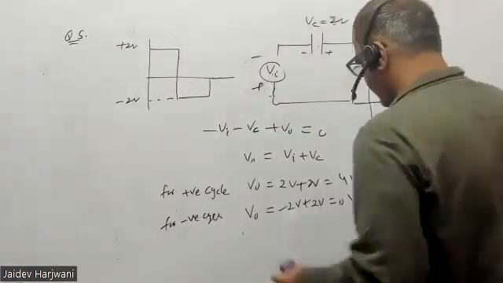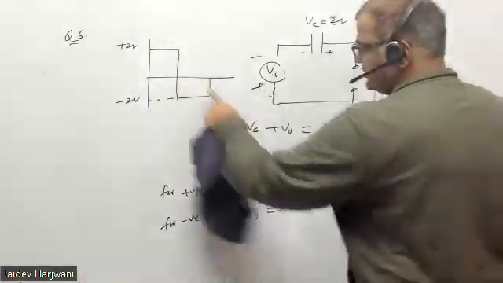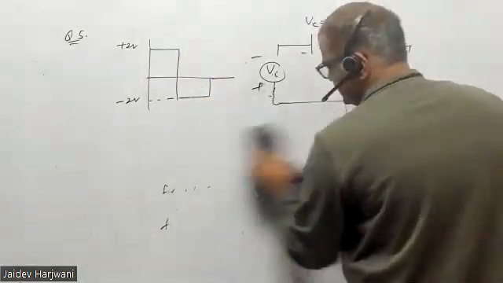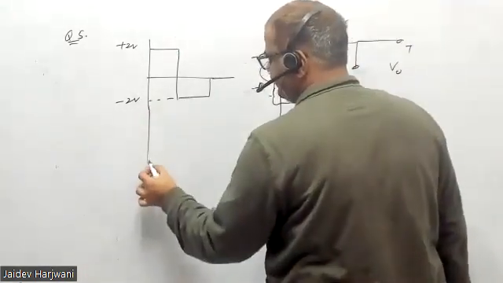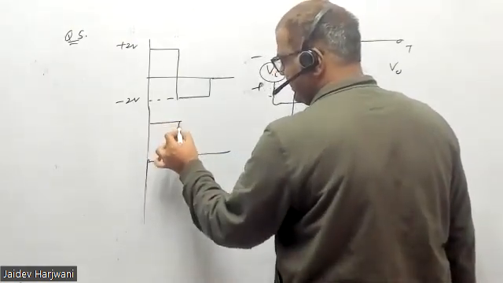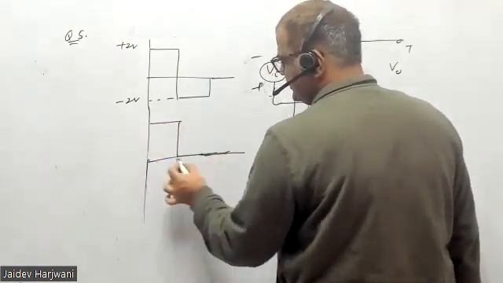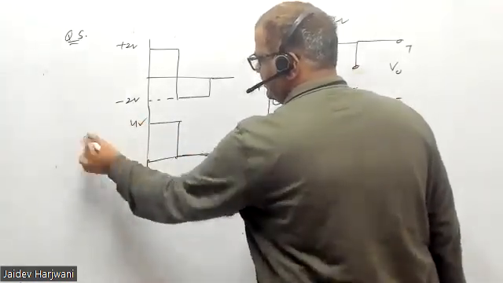So basically these are your values, and now let me draw the output waveform. For the positive cycle it is 4 volts, and the other is 0 volts. Let us see how it is getting shifted. If you check here, this will become 4 volts, and the negative cycle will become 0 volts. So basically this is your output waveform V naught.